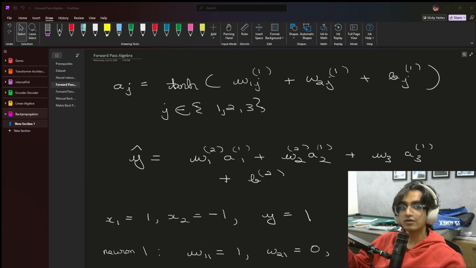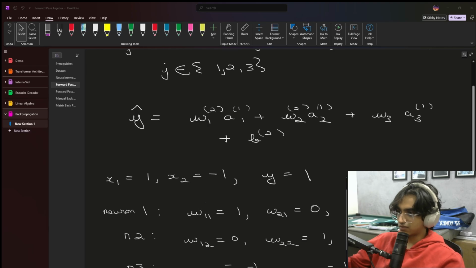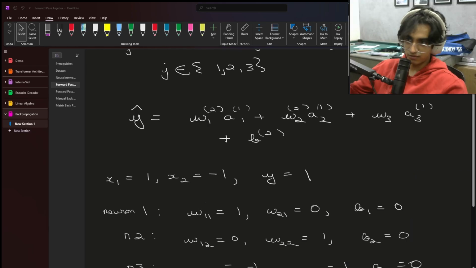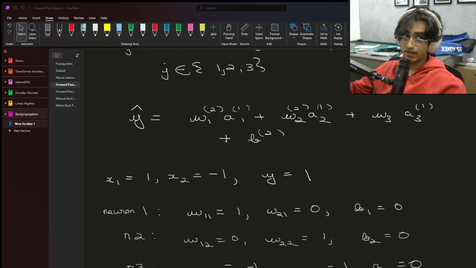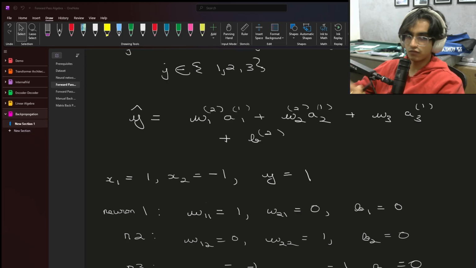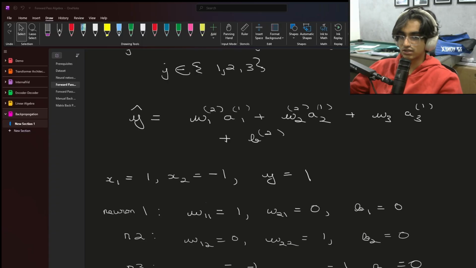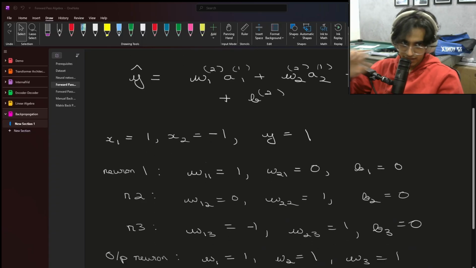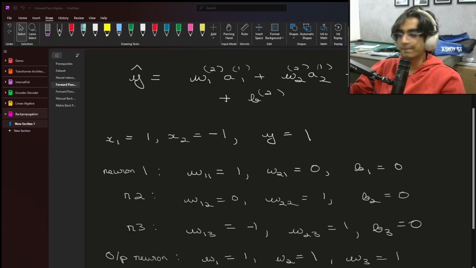Now we're going to take only one sample. For the first sample, we're going to assume that x1 is 1, x2 is -1, and y, technically it's square root of 23, but we're just going to take it as 1 for now for simple calculations. Then we're going to initialize our weights. This is just a random initialization.